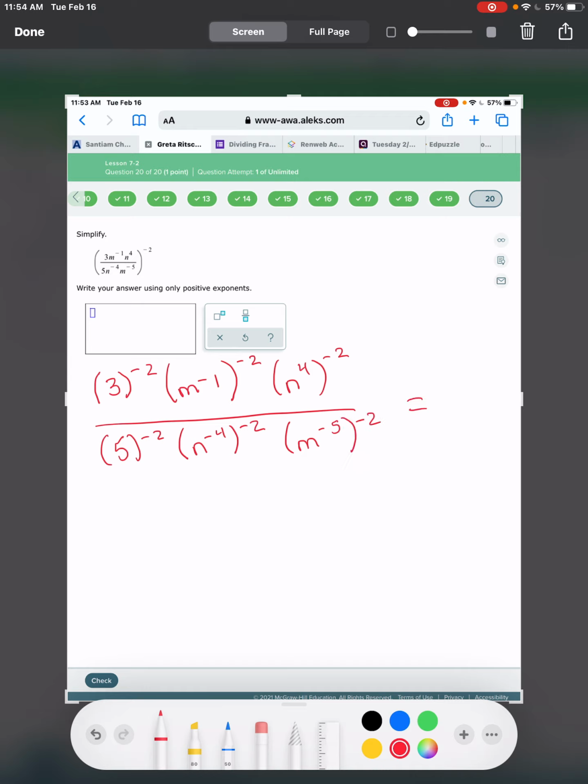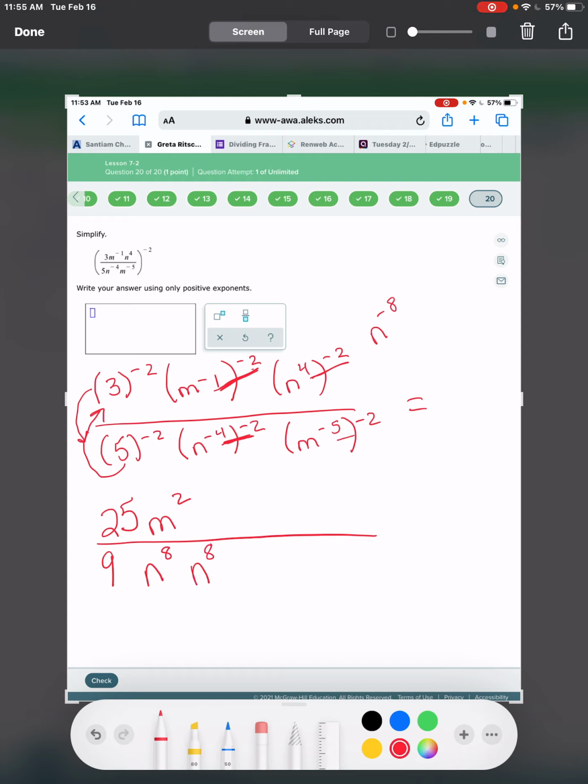Yikes. Okay, this guy wants to go live in the bottom of the fraction, so 3 squared, let's send that down there, and that's a 9. 5 to the negative 2 wants to go live on the top, so let's put that 5 squared, or 25, up there. Okay, m to the negative 1, negative 2. Negative 1 times negative 2 is 2, so I just have m squared. That's fine. n to the 4 times negative 2 is n to the negative 8. n to the negative 8 wants to go live in the bottom of the fraction and be happy. Okay, I'm going to the bottom now. Negative 4 times negative 2 is positive 8, so we'll leave him there. And then negative 5 times negative 2 is m to the 10, leave him there.